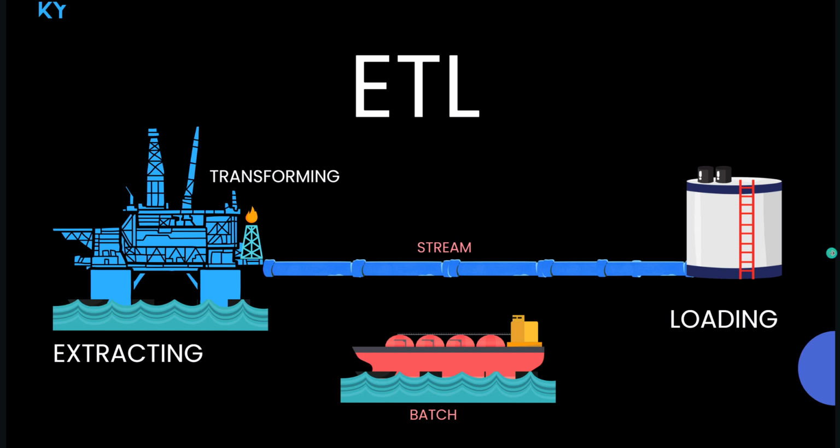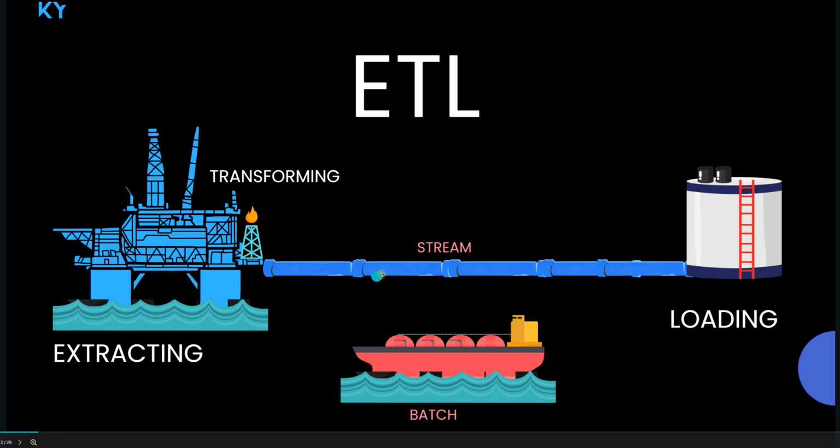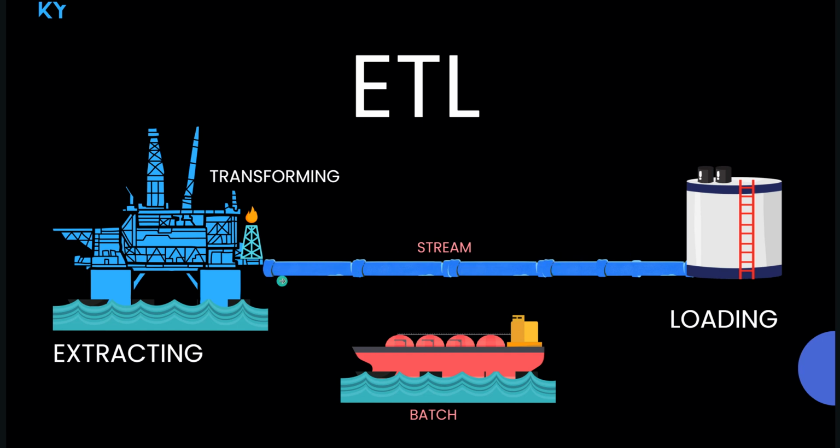The first method could be that you are extracting the oil from a drilling point, and you're transforming it at that site directly, and from there you send it to the users, to the customers, for the advancement of your country, maybe for cooking, running your vehicles. For that there could be two ways. One is the stream way: you are sending it through pipelines. That could be a gas pipeline, one for petrol, another for kerosene or diesel. Another way is sending it in batches on a ship.